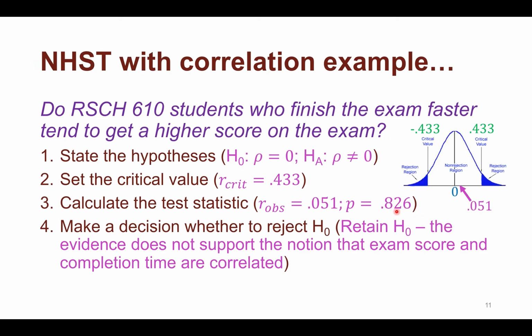And the p-value is 0.826, meaning that based on our observed data, the null hypothesis is not all that unlikely. It's likely, basically. So our decision whether to reject the null hypothesis is to not reject the null hypothesis. It's to retain the null hypothesis. The evidence does not support the notion that exam score and completion time are correlated.